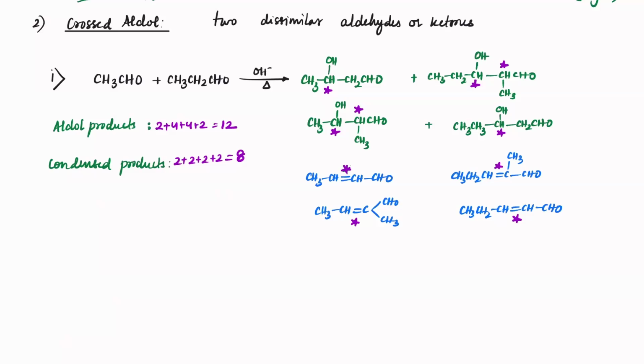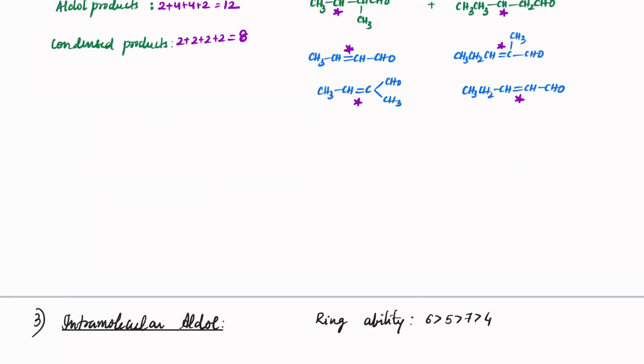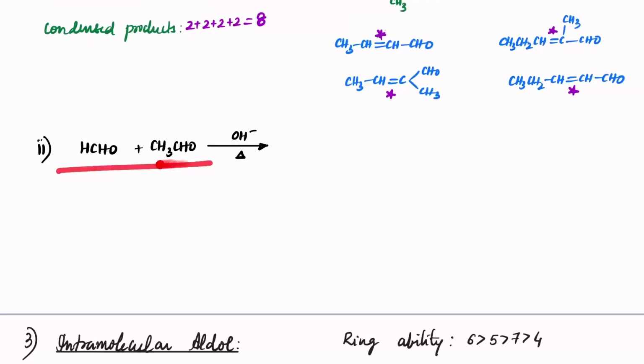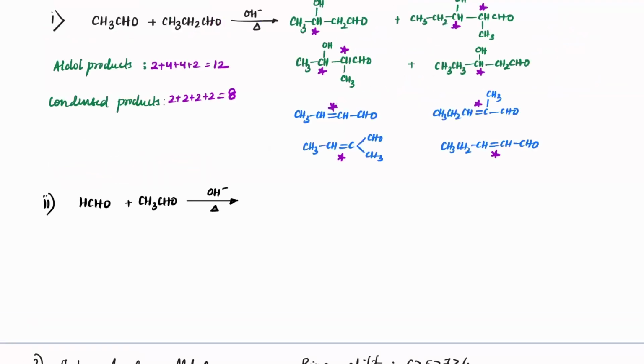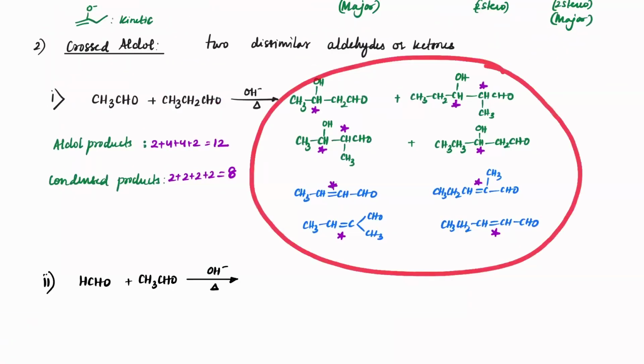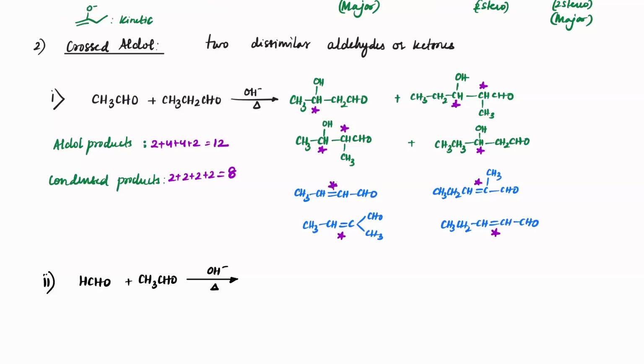Now, I'll take one more case. What if you have HCHO and CH3CHO? This is also a crossed aldol. In these cases, it is very difficult to say which is major because all of them are sufficiently formed.